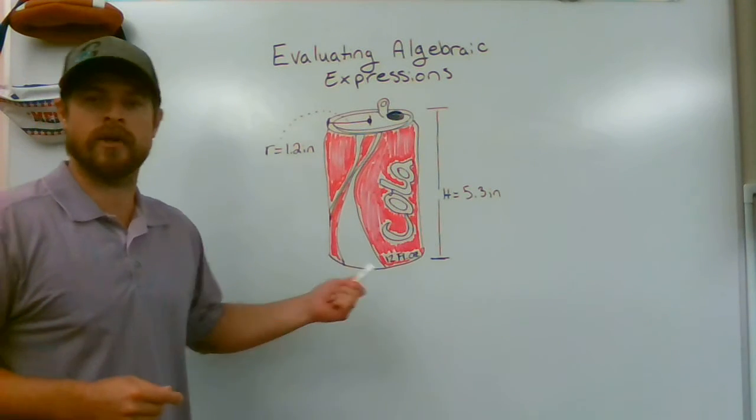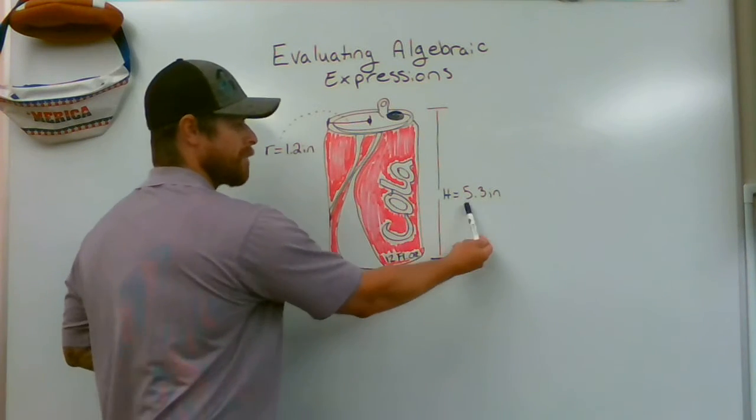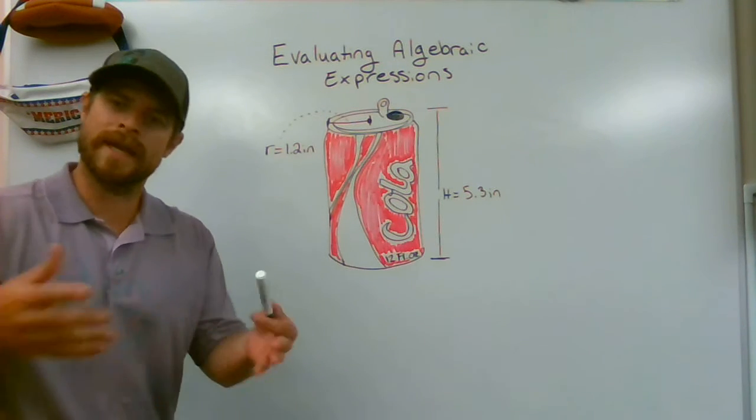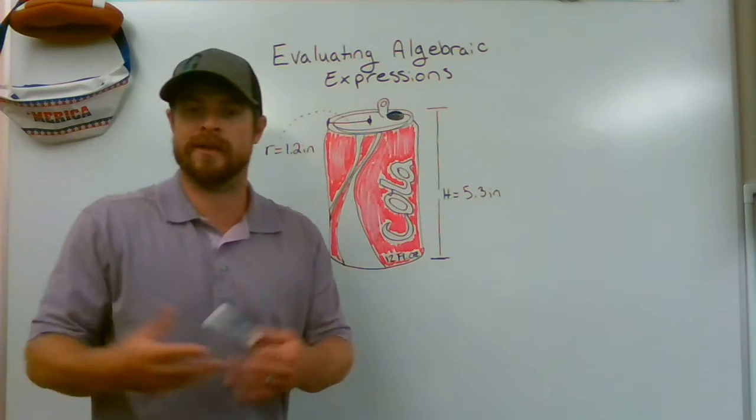Here's a problem right now. We got a Coca-Cola can. It's got a radius of 1 2/10 of an inch, a height of 5 3/10 of an inch. So we have our dimensions, the things that we need to know to find the volume of this can. How much does it hold?